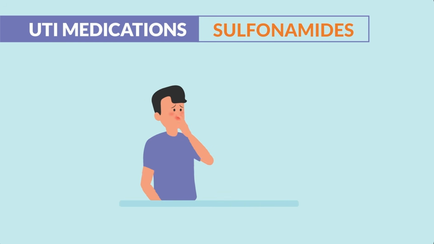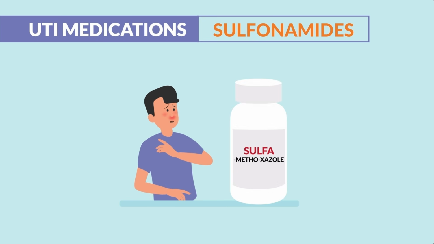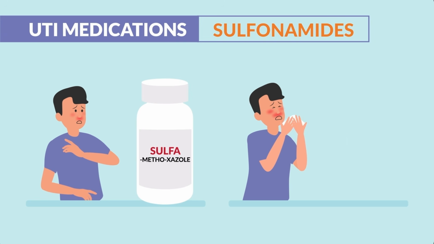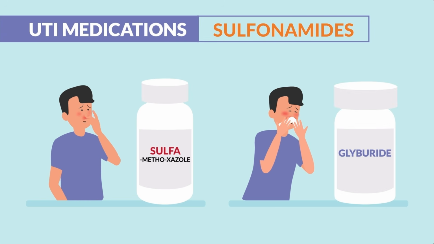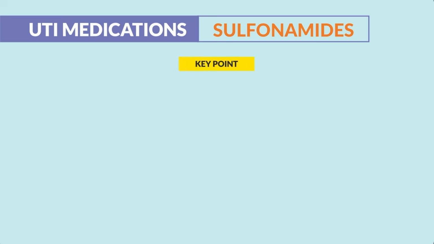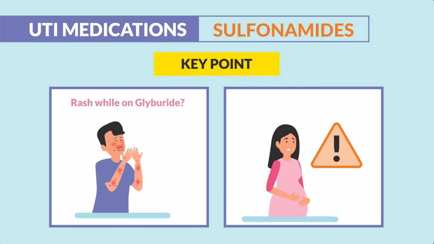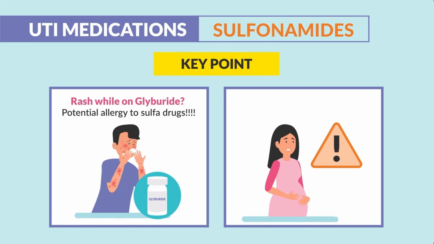Now, contraindications. We have hypersensitivity to sulfa drugs. We always assess for allergies to sulfonylureas, like glyburide, the oral anti-diabetic drug. Now, we saw that one big on the HESI exit exam. So the 2 key points here is if you have a rash on a glyburide, that's a potential allergy to sulfa drugs. And second, it's not pregnancy safe.